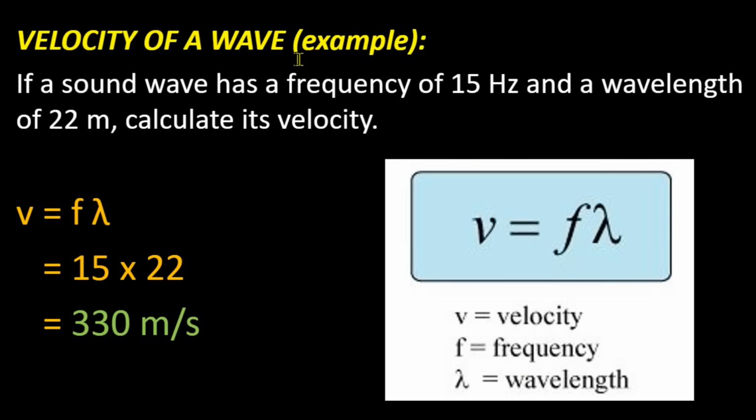The velocity of a wave is calculated using this formula: V is equal to F lambda. Lambda is a Greek symbol for wavelength, F is frequency, V is velocity. So if a sound wave has a frequency of 15 Hz and a wavelength of 22 meters, calculate its velocity. We just employ the formula: V is equal to F lambda, F is 15 Hz, the wavelength is 22 meters, multiply the two and we'll get 330 meters per second, which is the typical speed of sound in air.